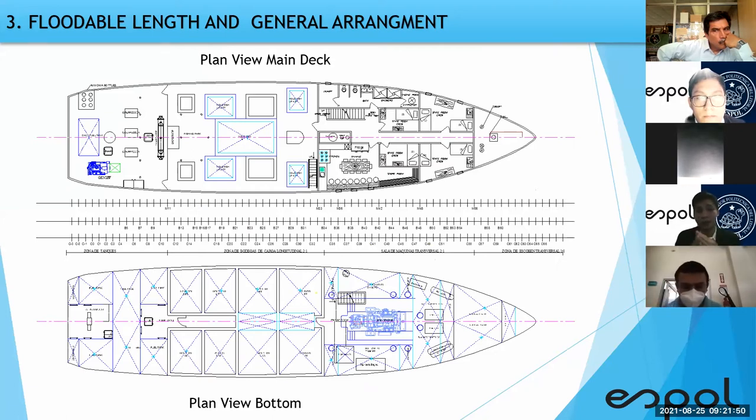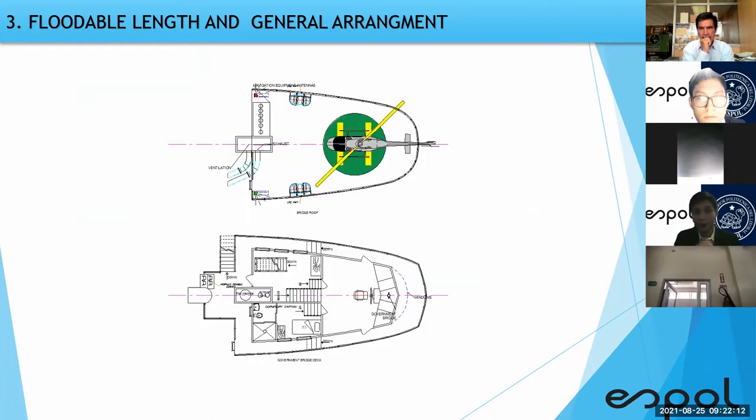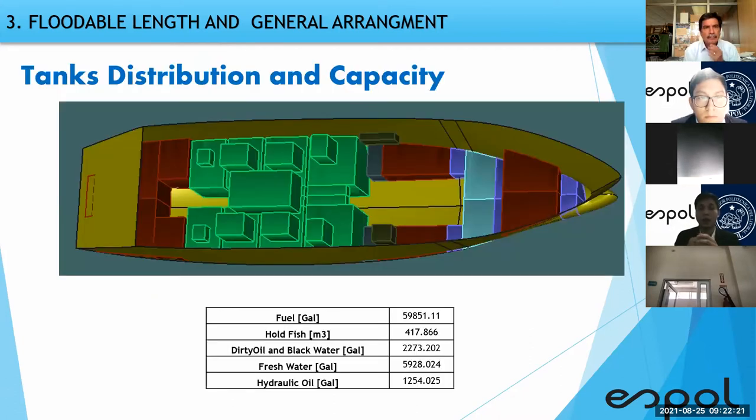Performing the calibration and plan of all the tanks in the ship, we obtained a capacity of 417 cubic meters of cargo, a value above the required 400 cubic meters. And we can see the superstructure. We include a helicopter.